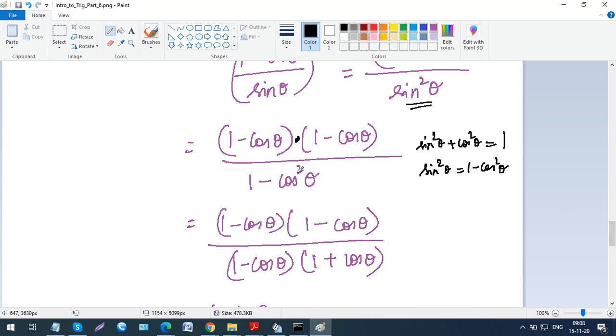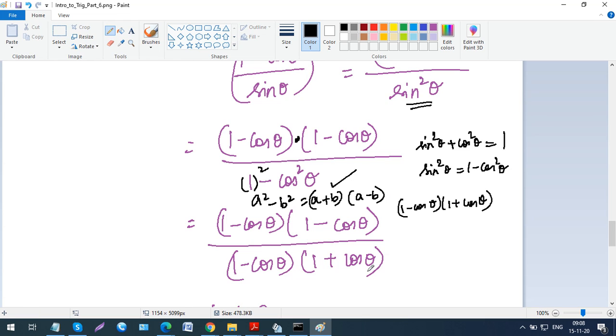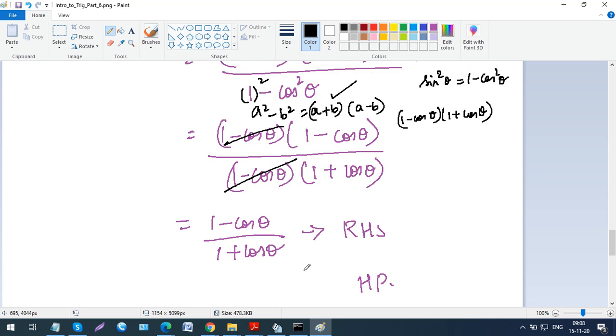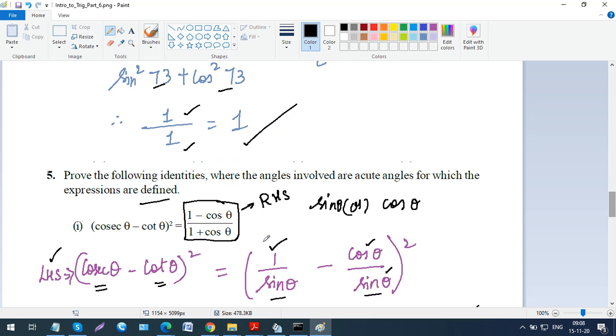So I get 1 minus cos square theta in the denominator, and it's of the form a square minus b square, right? 1 could be just written as 1 square. So you can say a square minus b square is a plus b, a minus b. I hope you people remember the formula by now. So now this could be written as 1 minus cos theta and 1 plus cos theta, right? That's what I have written in the denominator, and on the numerator you already have 1 minus cos theta two times. So this 1 minus cos theta and 1 minus cos theta get cancelled, and you get 1 minus cos theta by 1 plus cos theta, and that's your RHS in the question. So it's hence proved.